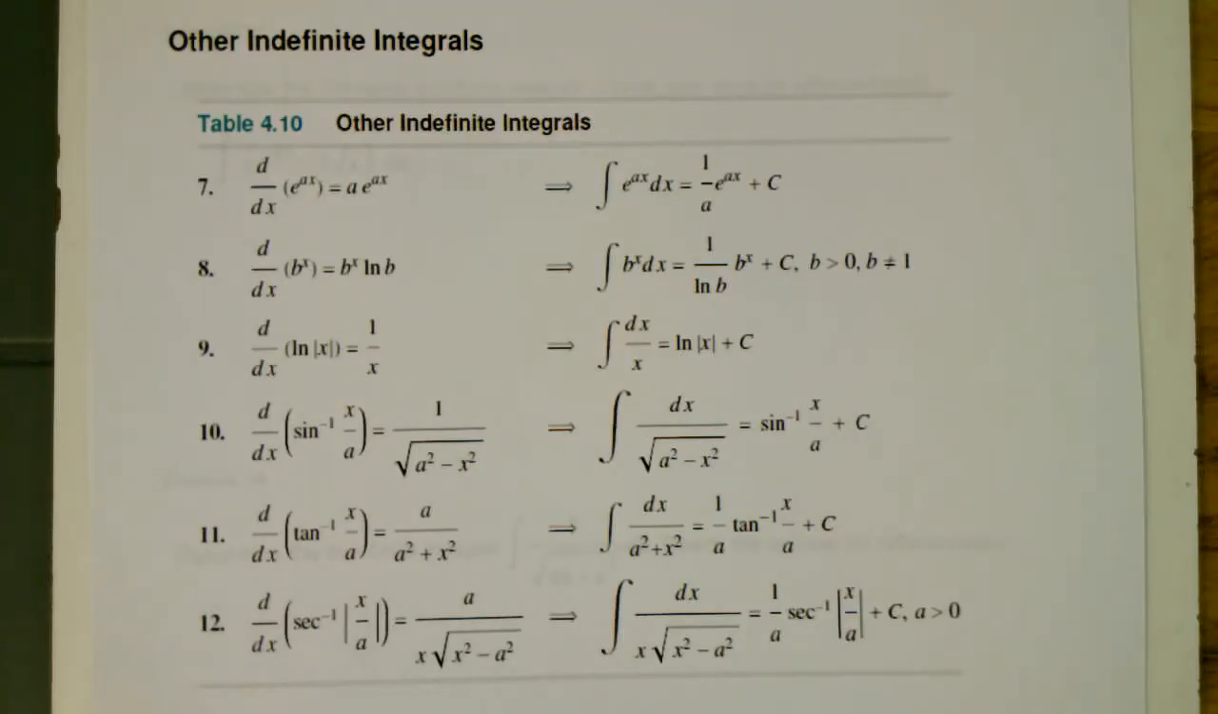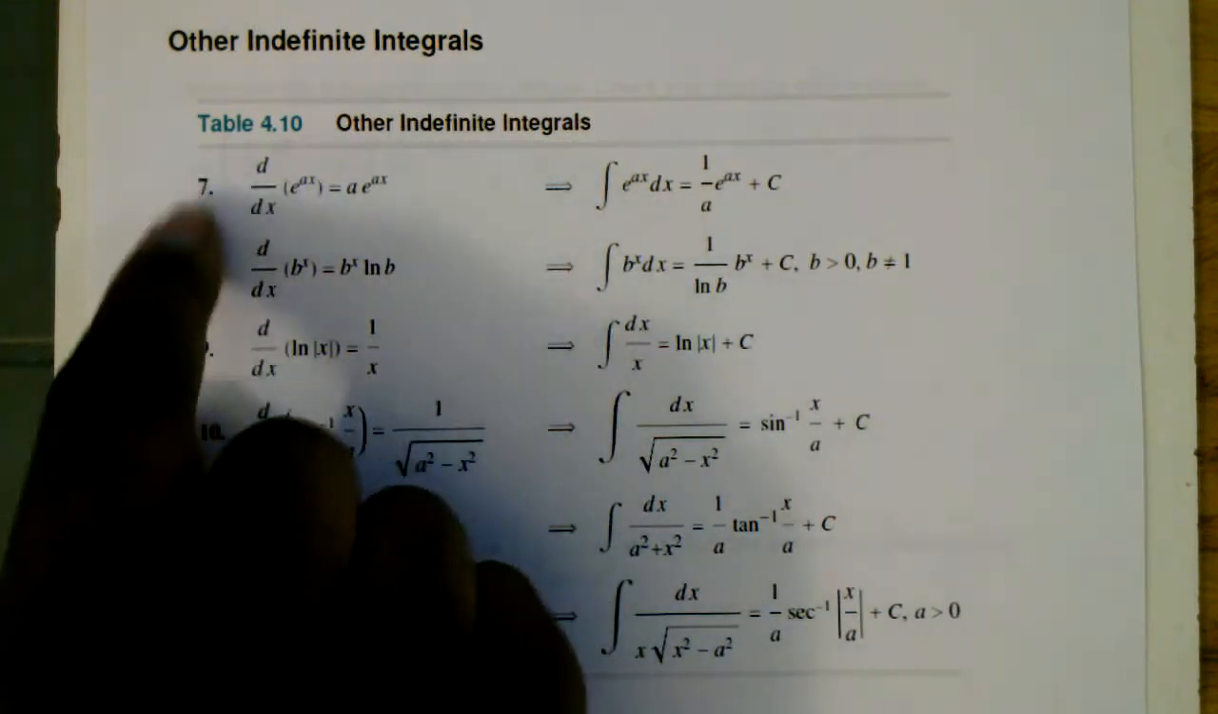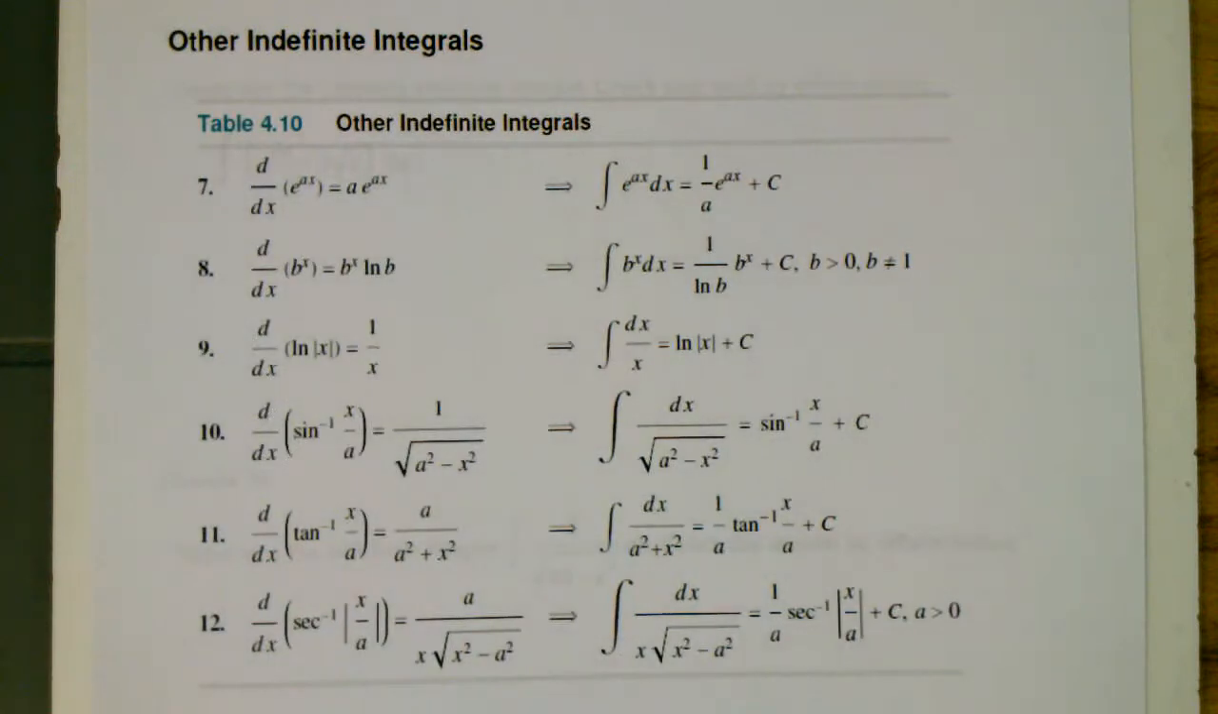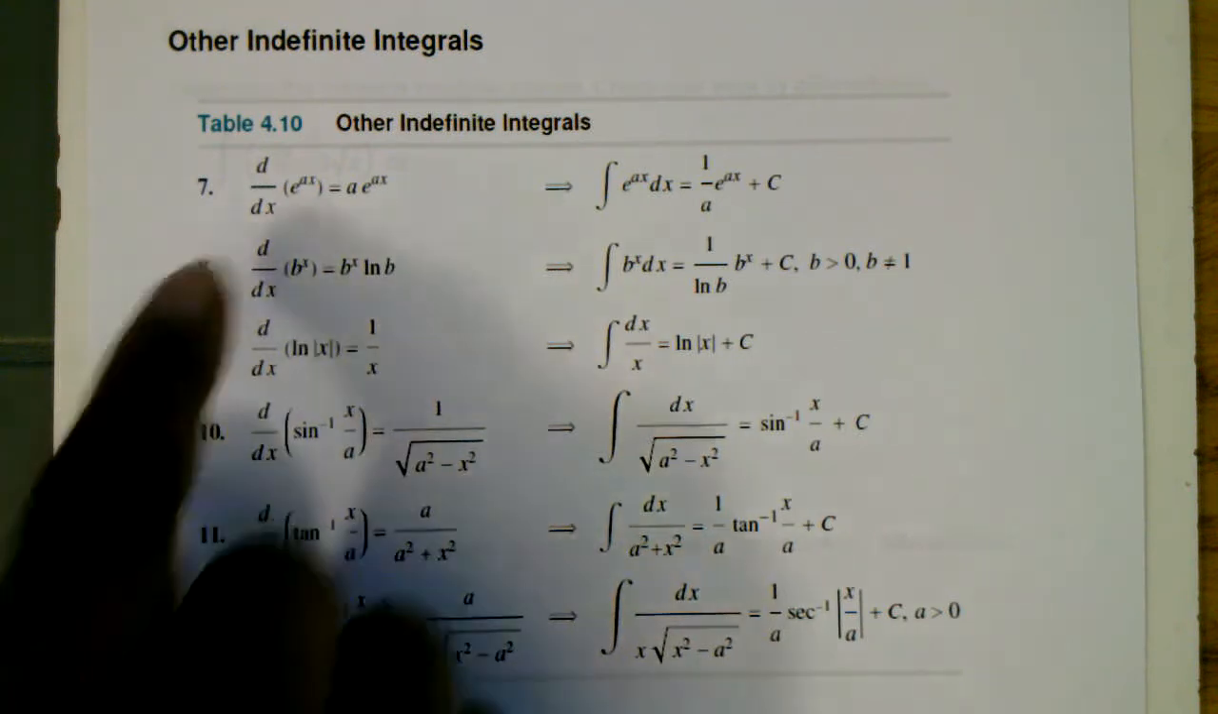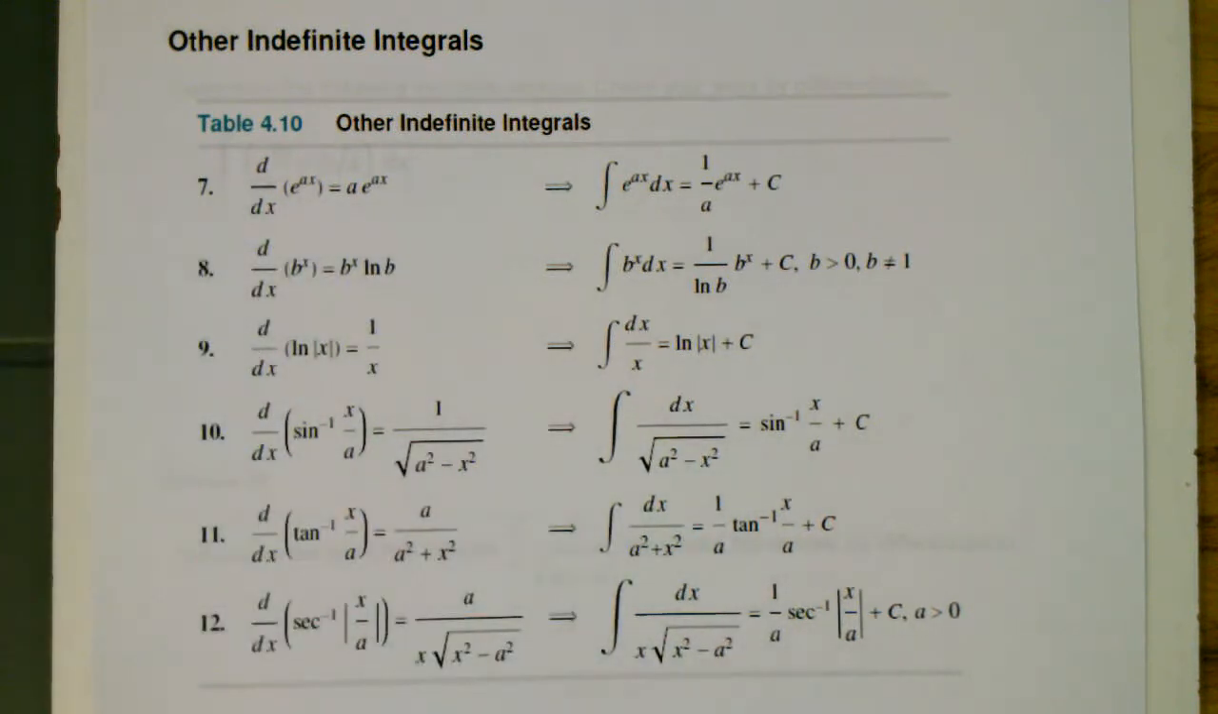All right, this is part 3 of section 4.9 dealing with antiderivatives. In this video, I'll just talk about other indefinite integrals here, okay? And this is 7 through 12 for these indefinite integrals. You'll see on the left side are your derivatives, and on the right side are the corresponding integrals for those, like for the derivative of e to the ax, okay?